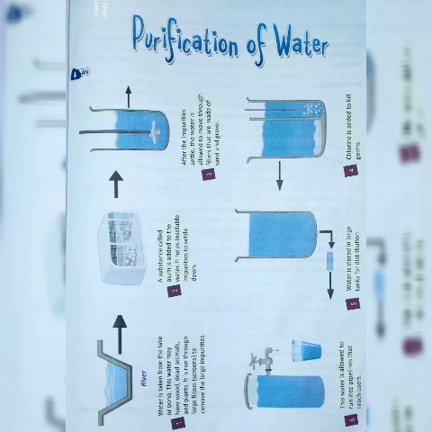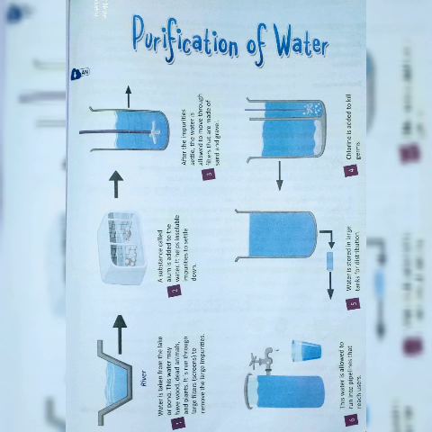Take page number 132. First one, what is boiling? One of the simplest ways to purify drinking water is by boiling. Boiling means heating the water. Boiling water for about 10 minutes kills most of the germs present in water, making it safe for drinking. Boiled water should be stored in clean and covered pots and pans.